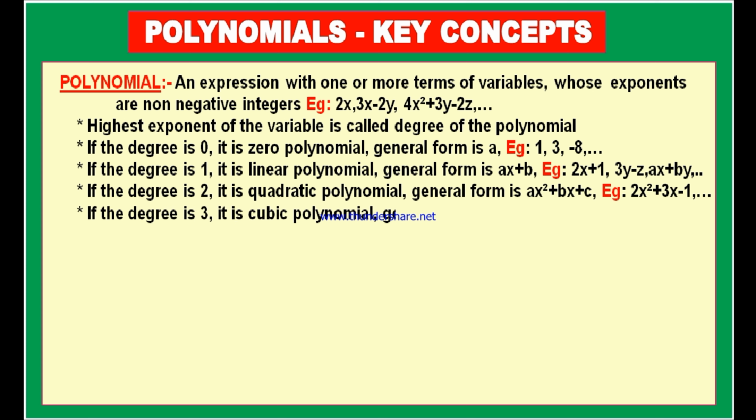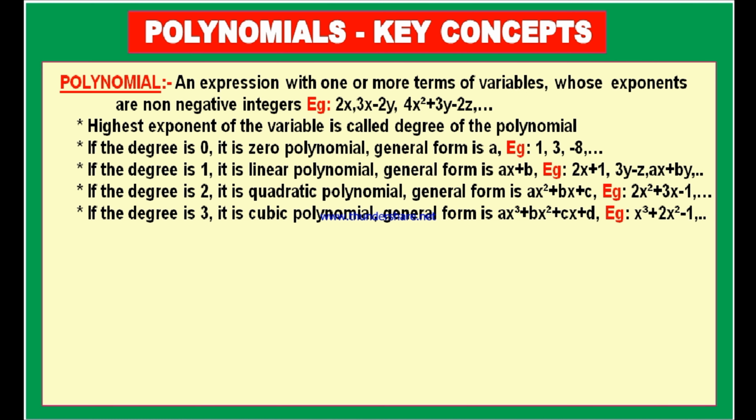And the next point, if the degree is 3, then it is a cubic polynomial. If the degree of any polynomial is 3, then it is called a cubic polynomial. The general form of the cubic polynomial is ax cube plus bx square plus cx plus d. And the example for a cubic polynomial is x cube plus 2x square minus 1. Here the highest exponent is 3, therefore it is called cubic polynomial.